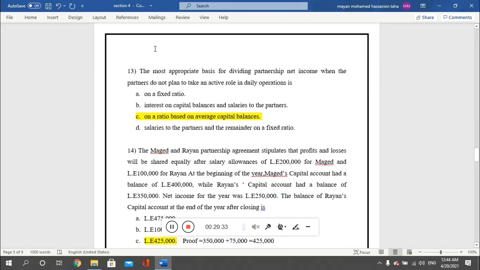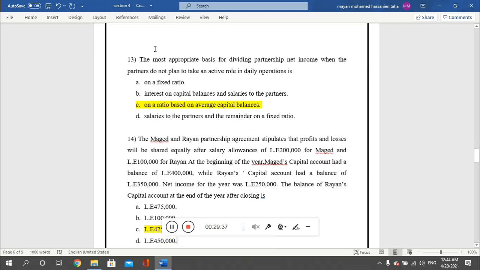Okay. Number 13, the most appropriate base for dividing partnership net income when the partners don't plan to take an active role in daily operations. As we mentioned in our section, the most famous base is the average capital balance ratio. So the answer will be C, on a ratio based on average capital balance.